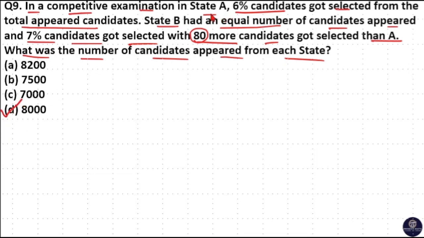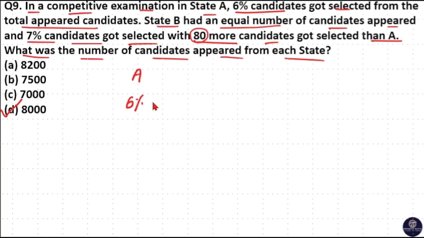That is, here total appeared candidates are the same for state A and state B and selected candidates are 6% and 7%. But state B has 80 more candidates selected than A. That means 1% is 80 and 100% is 8000.